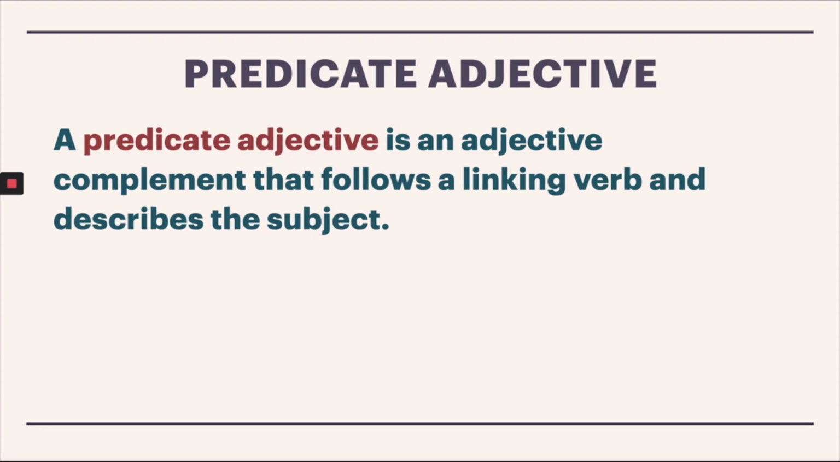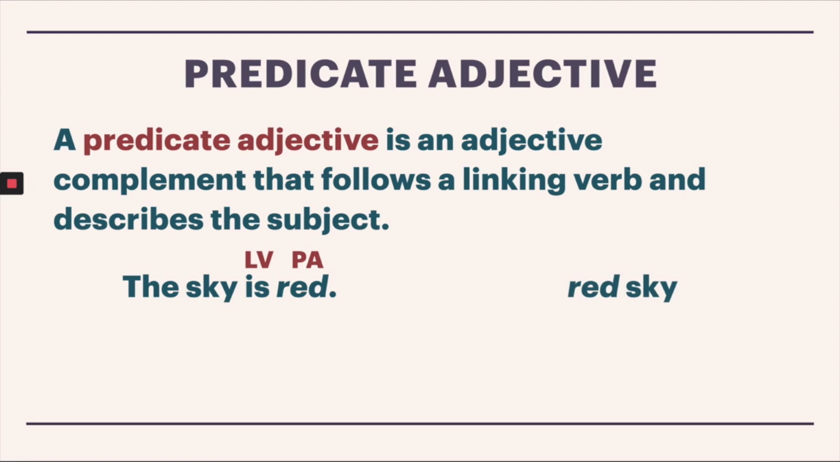Let's look at a few examples that you have on your page. We have: the sky is red. Now we have a linking verb, is, and it has a describer that is describing the sky, so we would call that a predicate adjective. It's red, and it is describing the sky, so we can read it backwards. If you can read the predicate adjective in front of the subject and it makes sense, then you have found the right word. So we can read red sky.